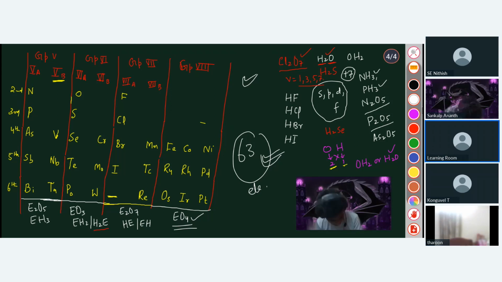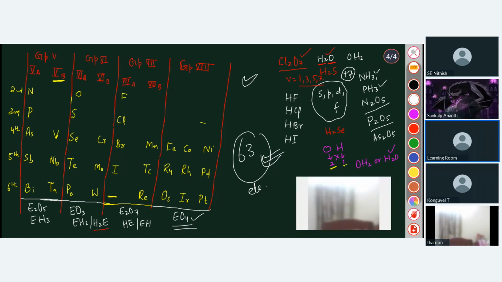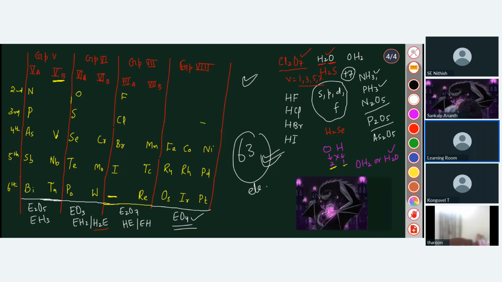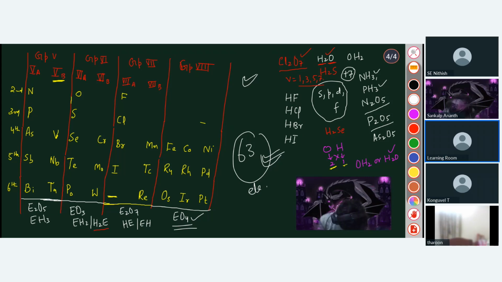Actually, at that time he didn't find any hydride made by these elements. He was just doing the experiment, studying their oxides and hydrides, but he didn't get any hydride of these elements. So that's why he doesn't give any formula for the hydrides of these elements.